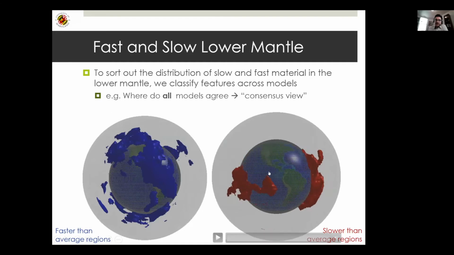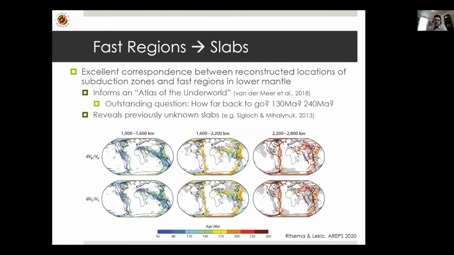And so we can then talk about what are the seismically fast structures and what are the seismically slow structures. Well, the seismically fast structures are slabs. That's pretty clear. There's an excellent correspondence between reconstructed locations of subduction zones and fast regions in the lower mantle.